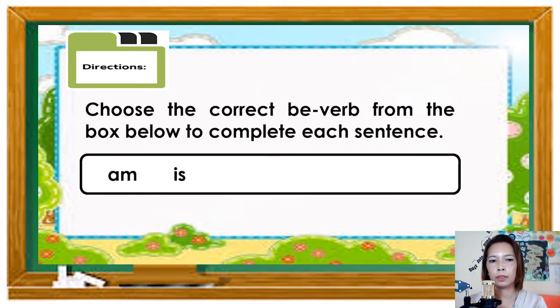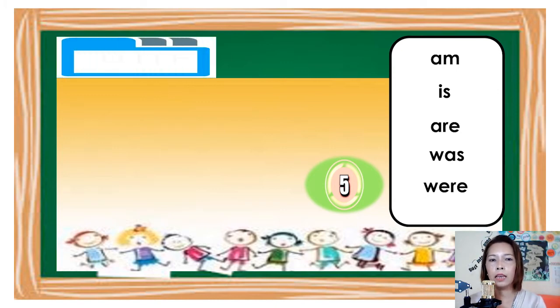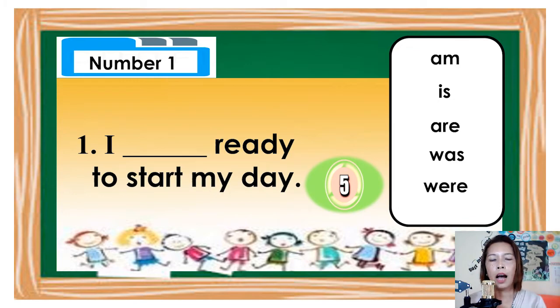Is, are, was, were. Write only the correct be-verb on a clean sheet of paper. First sentence that you are going to complete is, I blank ready to start my day. Again, I blank ready to start my day. Your 5-second time starts now. Time's up!